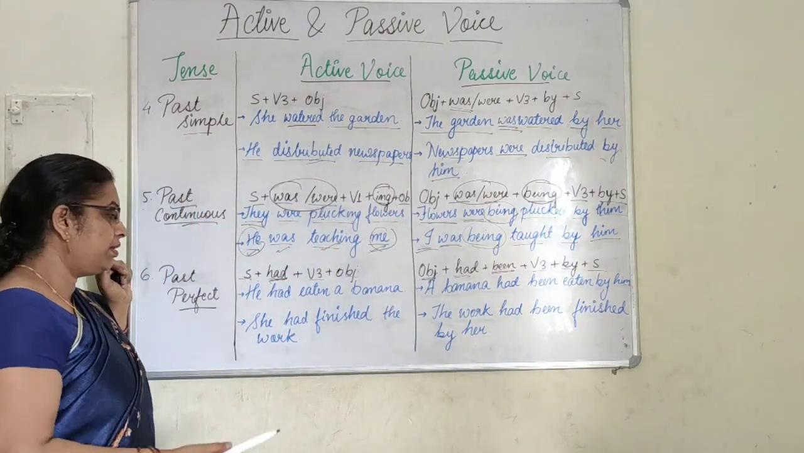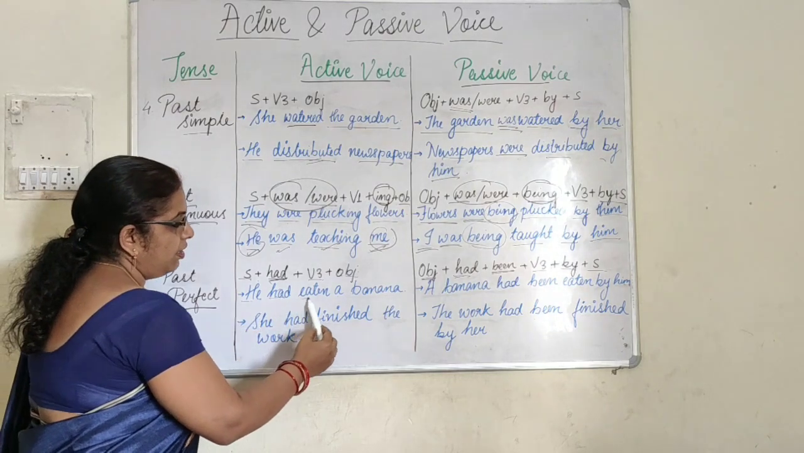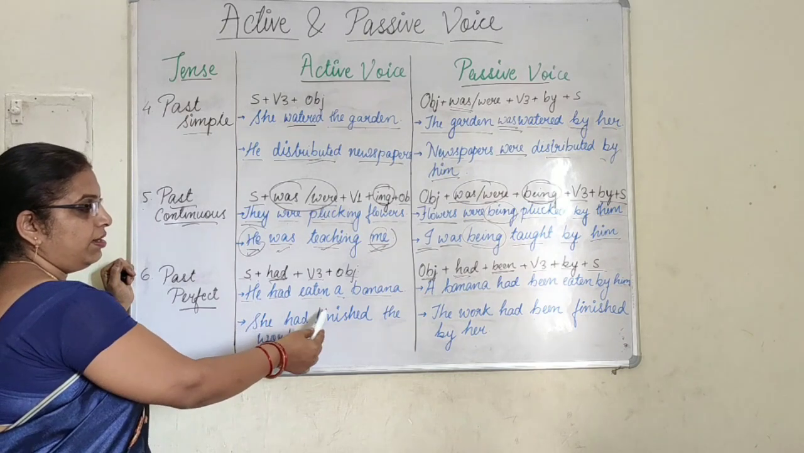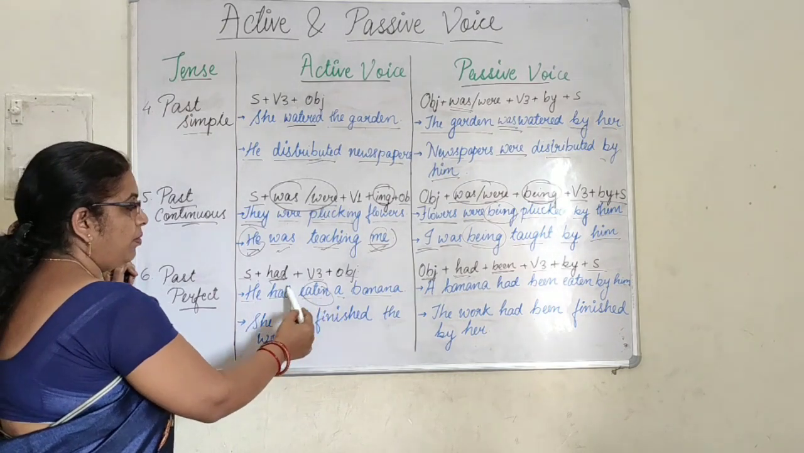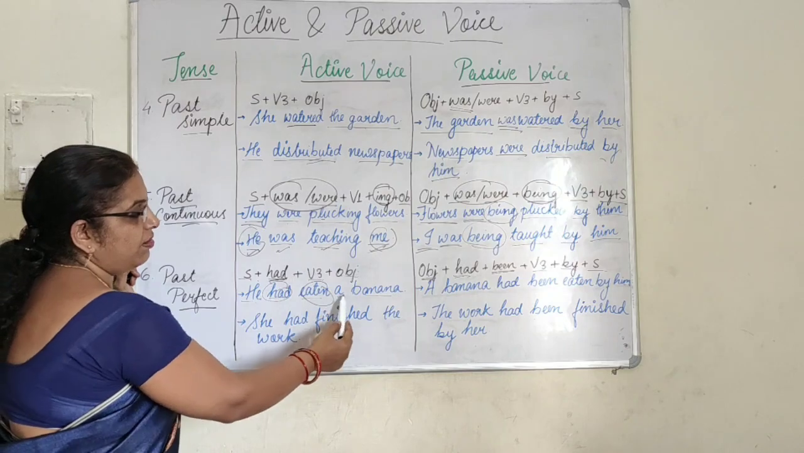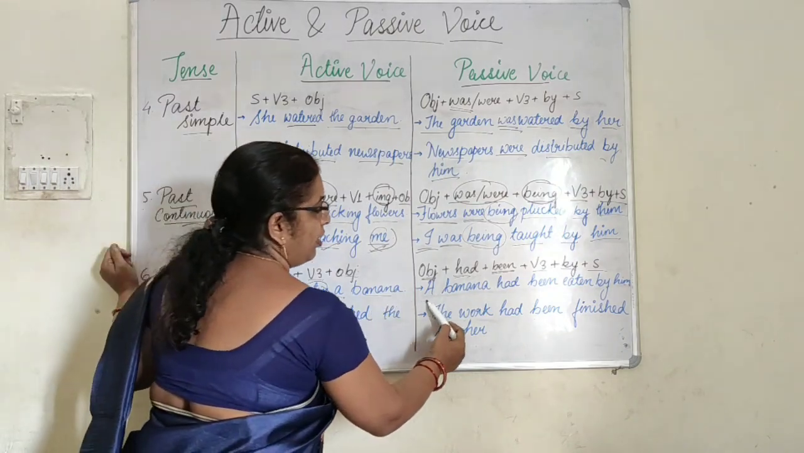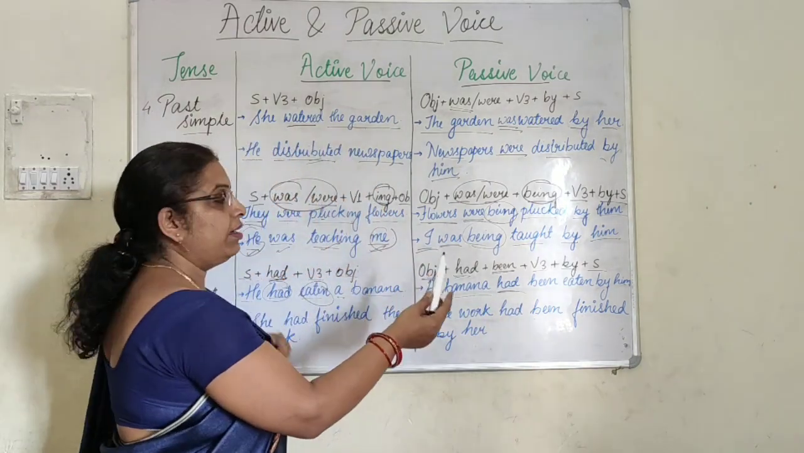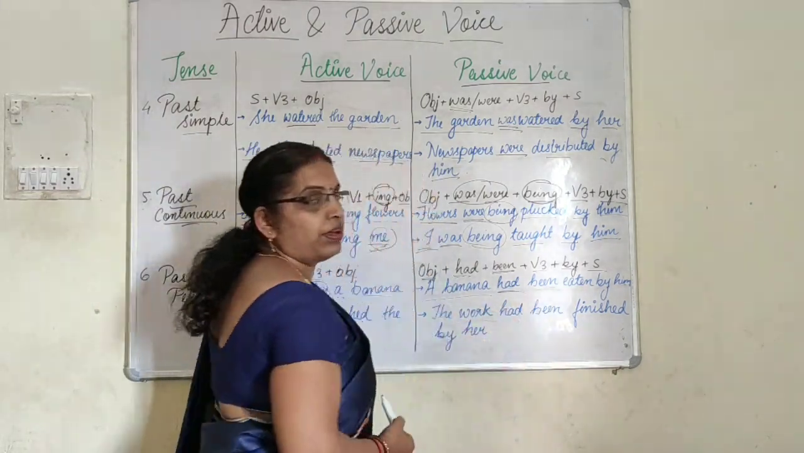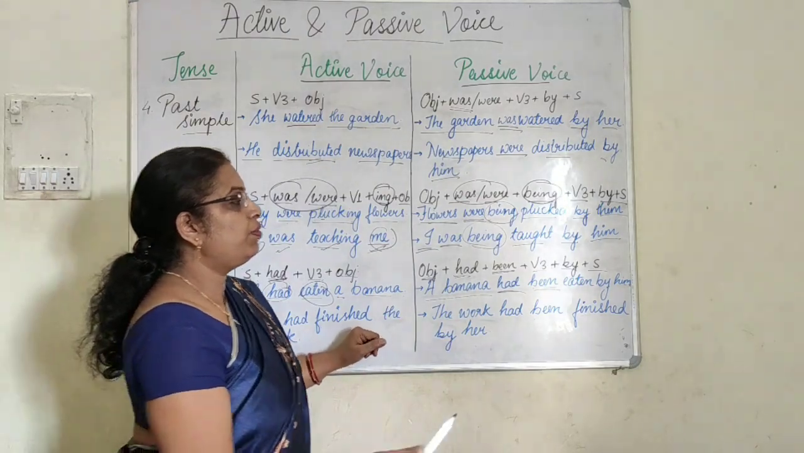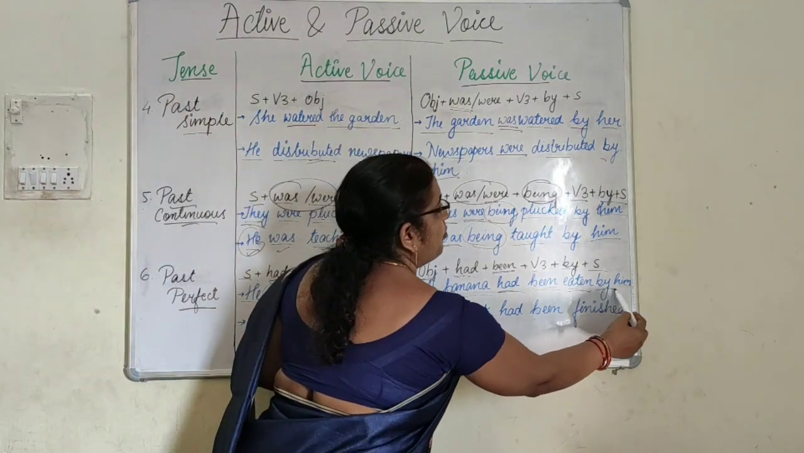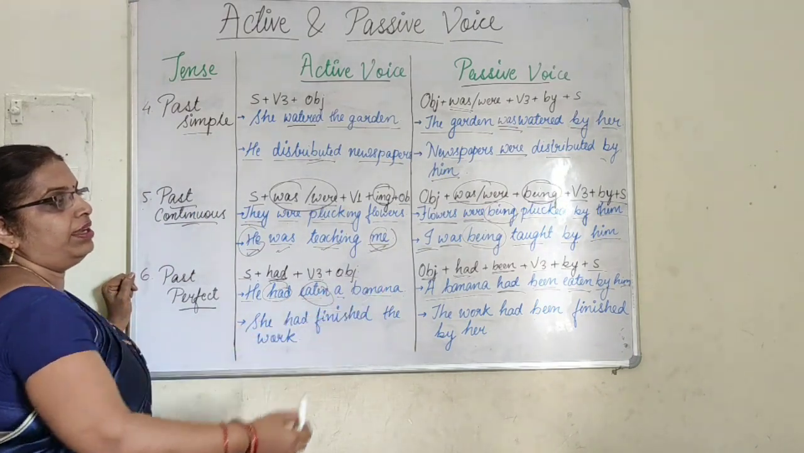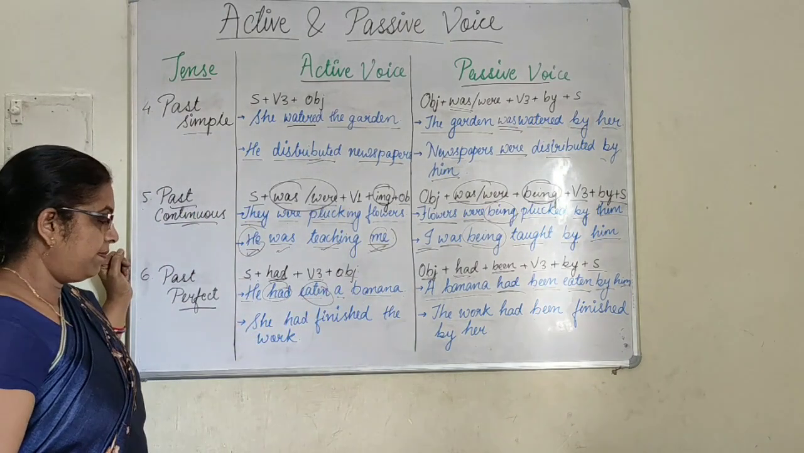See the first example. He had eaten a banana. V3 form, had is there. When it changes, a banana is the object, it will come in front. Had remains same. With that, been is used. V changes to V3 form and by him is used. Meaning a banana had been eaten by him.